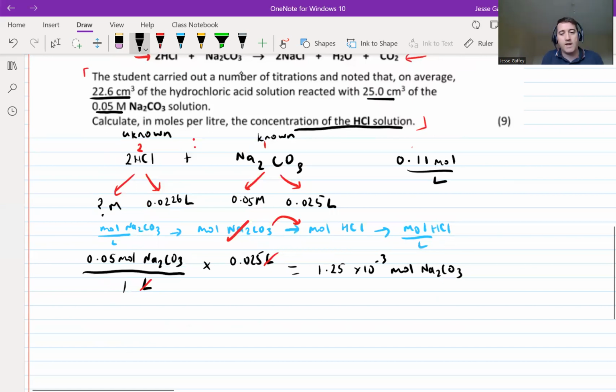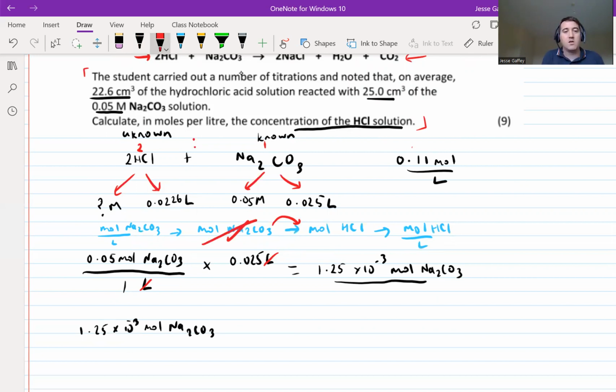So I'm rewriting this out down here. 1.25 times 10 to the minus 3, and that's moles of Na2CO3. And of course, I don't want that in my answer. I want those to cancel. So I need a conversion factor that has moles of Na2CO3 on the base here. And it's got moles then, because I'm trying to go to moles of HCl. So moles of HCl on the top. So I know that moles of HCl over moles of HCl cancels.